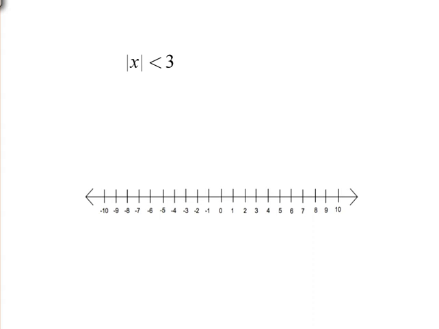So really what you have to remember here is anytime you have absolute value, this means how far it is from zero, the distance from zero. So what this says is it has to be less than 3 places away from zero. Well, here's zero, here's 3 places away from zero in the positive direction, and here's 3 places away from zero in the negative direction.